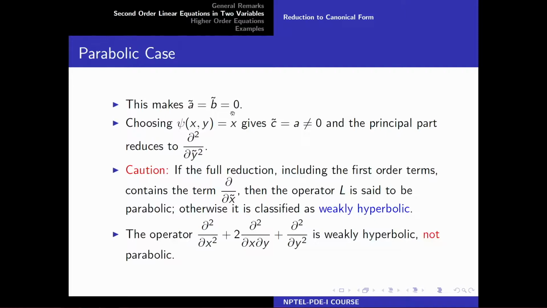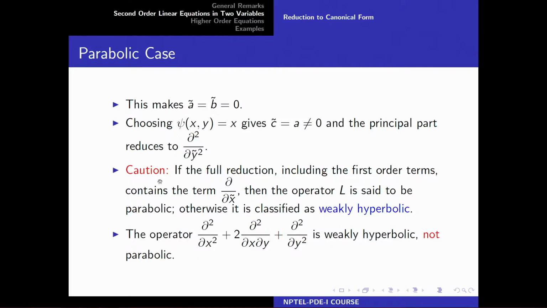So, there is only one term remaining. For example, here I can simply choose psi of x, y equal to x just for the argument's sake. So, this we can freely choose. Okay. We will see in some examples. The important thing is that the coefficient of c tilde is not 0, and that gives me del square by del y tilde square. Okay. So, again, a caution.